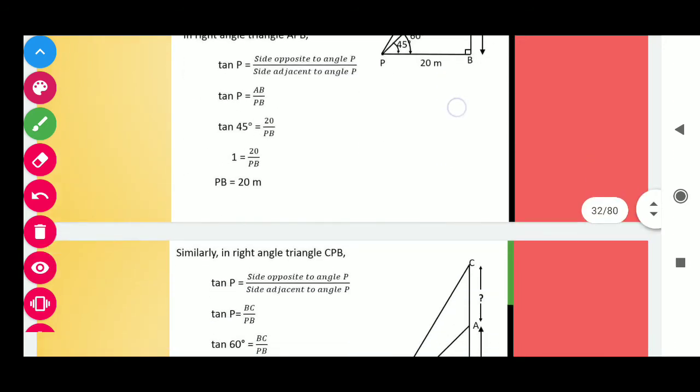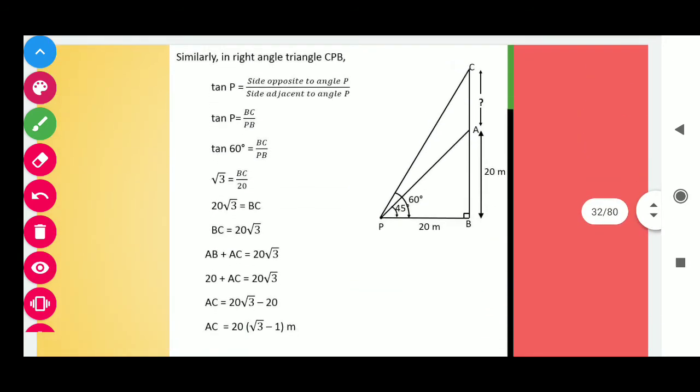Now students, here similarly we use the next triangle. Next triangle is PBC. In this triangle we will again take tan function because there is a relation between perpendicular and base, and here angle of elevation is 60 degree and value of tan 60 degree is √3. Okay, and PB is the base, that is 20 meter. In this way we get BC 20√3.